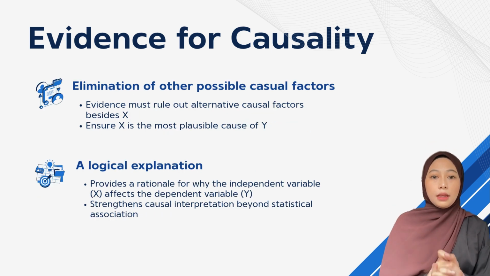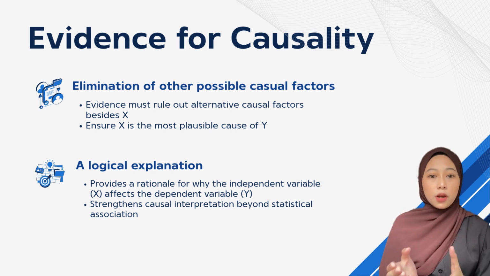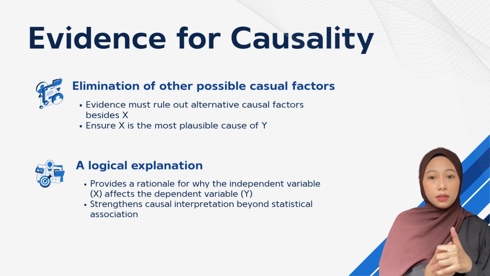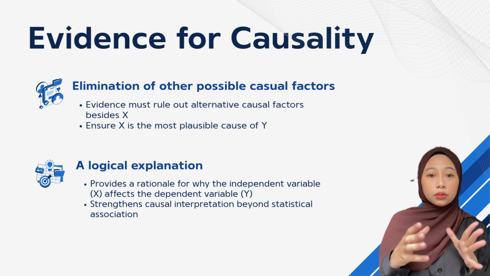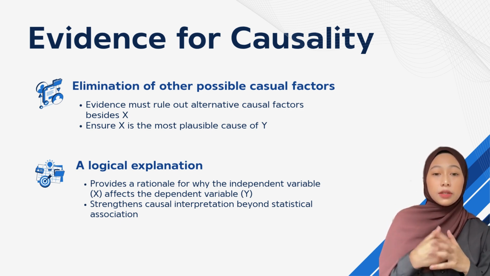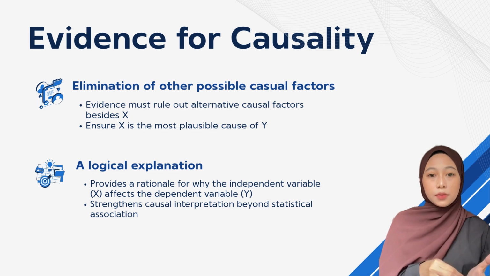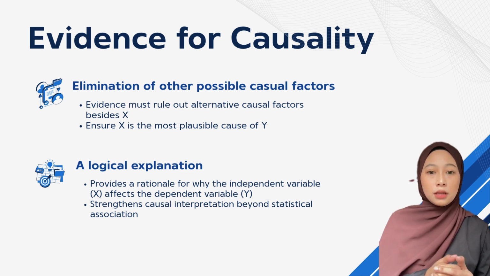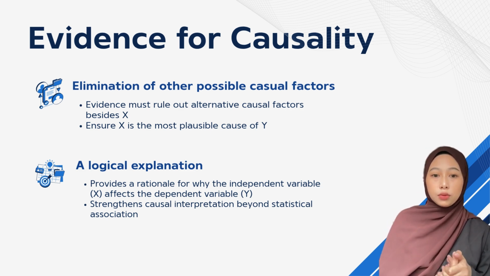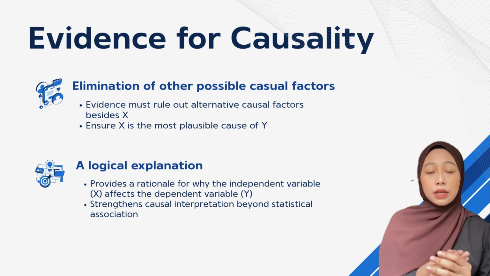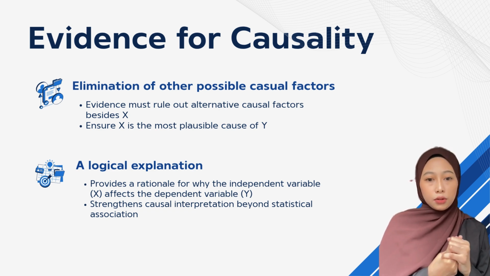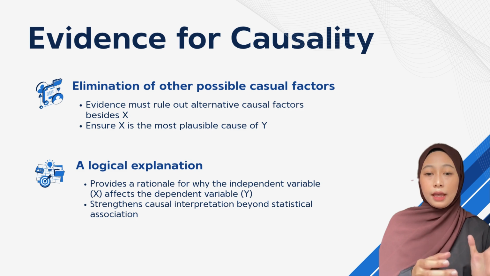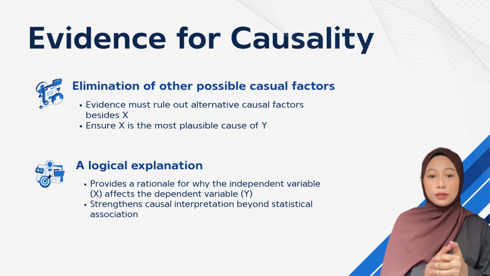So 3 is elimination of other possible causal factors. What it means, all other potential explanations for the change in Y must be ruled out. Example, if sales increase after an ad campaign, was it really the ad, or could it have been due to a holiday season, price drop, or competitors' issues? How is it done? Through controlled experiment or statistical control. Purpose, to isolate the effect of X as the only possible cause.